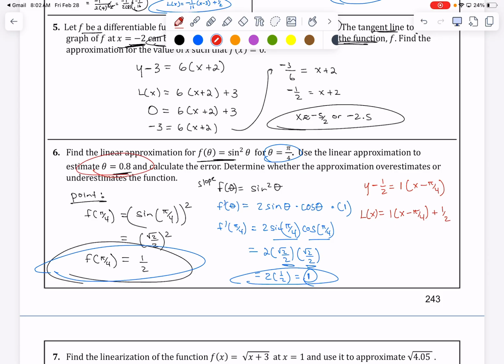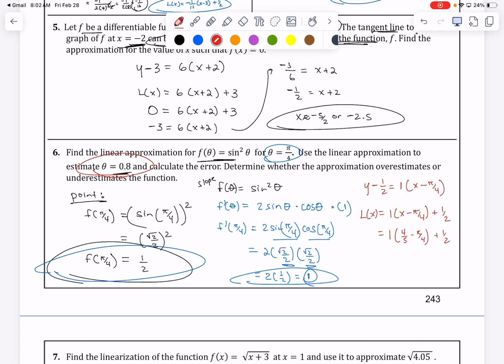And then they want you to linear approximate. So we got your linear approximation equation, correct? So they want you to approximate at 0.8. Let's make 0.8 a fraction. What is 0.8 as a fraction? 8 over 10, which is 4/5. Do you agree? Yeah. All right. So let's plug it in. So it'd be 1 times 4/5 minus pi over 4 plus 1/2.